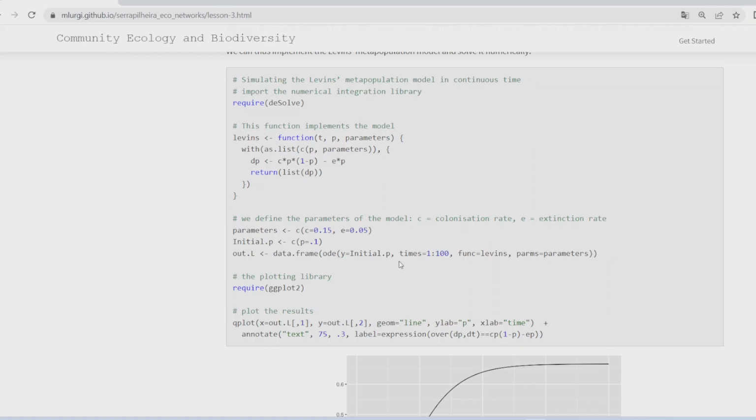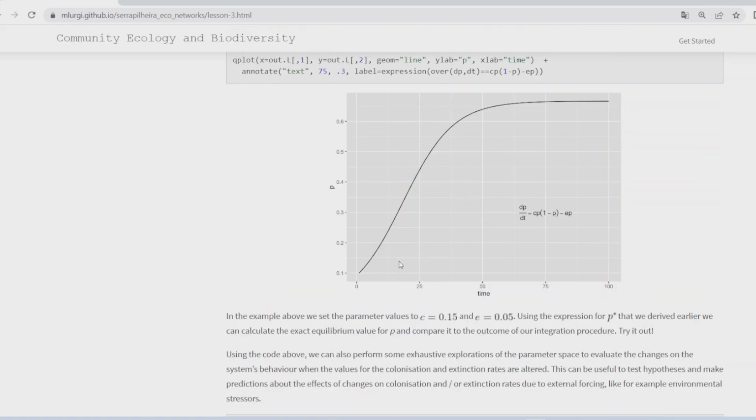So in this particular example, I used a value of C of 0.15 and a value of E of 0.05. And if you use this equation to calculate P based on E and C, which are those two numbers, then you should get the value at which this plot is approaching equilibrium. So you should get this, right?